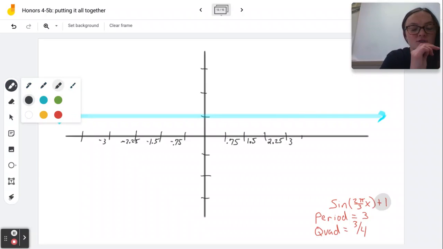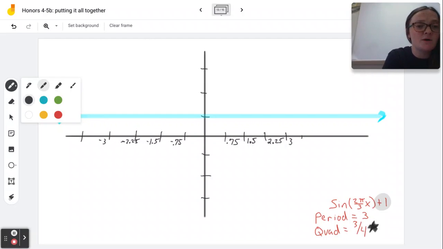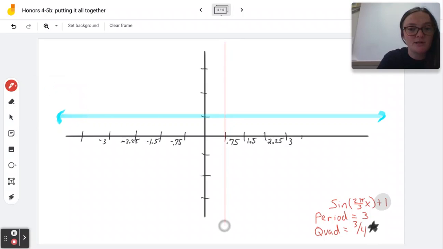From there, what I want to do is we need to figure out what the sine graph is going to look like. But we know our quadrants now are different. Each quadrant should be 3 over 4. So I'm going to go ahead and plug in some quadrant lines, just some really light lines to remember where each quadrant is at. So our first quadrant is here, our second quadrant is here, etc. So go and mark those out.